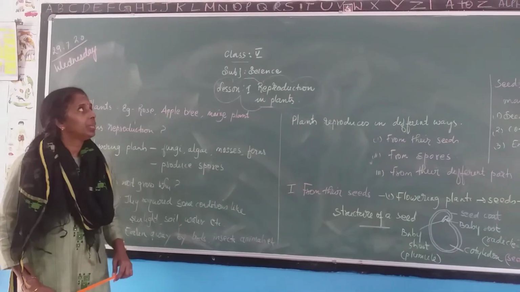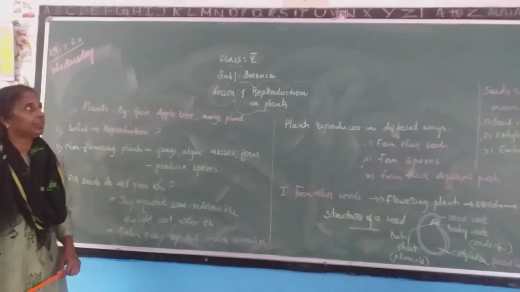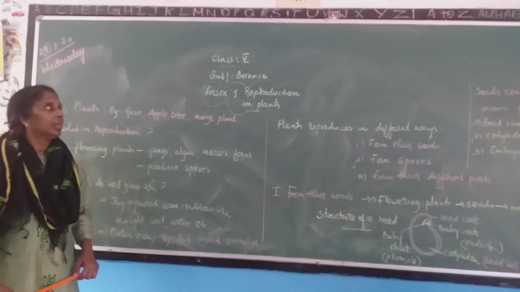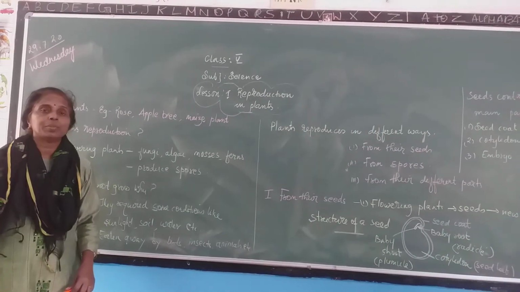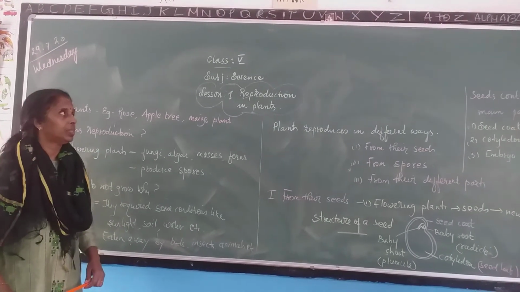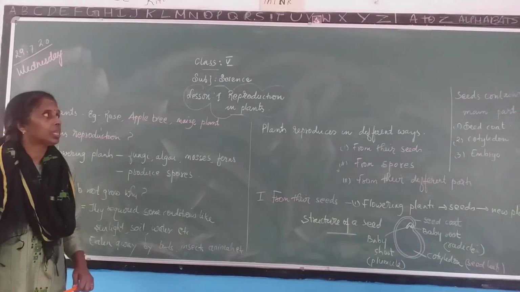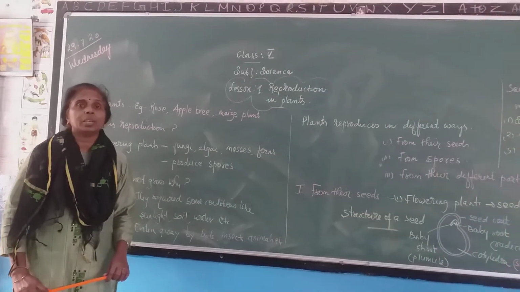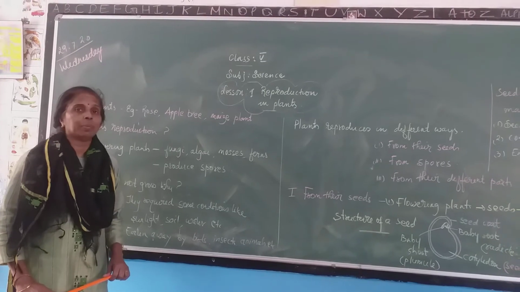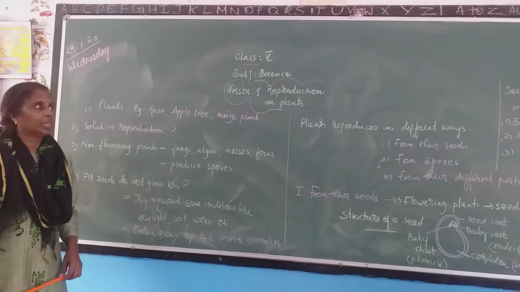Children, today's class is for class 5, and the subject is science, and the unit is plants. First unit we will start with, that is unit plants, and the lesson is reproduction in plants. Alright children, we are going to start about plants and their reproduction.